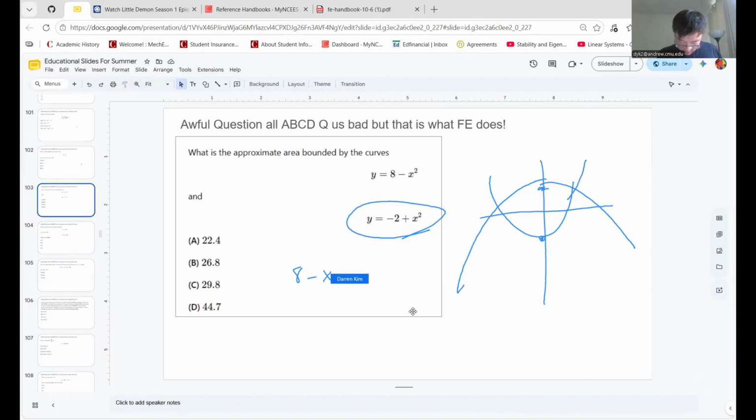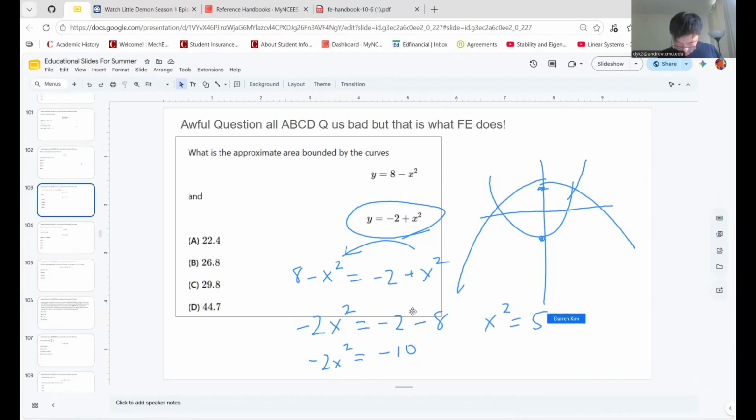So 8 minus x squared equal negative 2 plus x squared, right? So first thing we do is move this over here, which gives me minus 2x squared equal minus 2 minus 8, minus 10 equal minus 2x squared. So x squared equal 5. So x equal plus or minus square root of 5. Okay, this definitely needs a calculator again. And the integrand is square root of 5, definitely, is what I'm thinking.